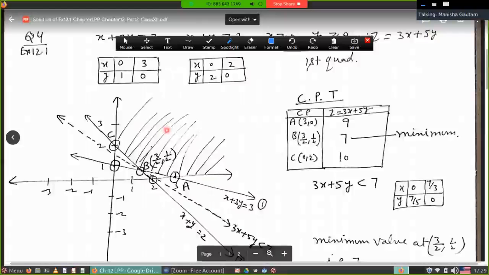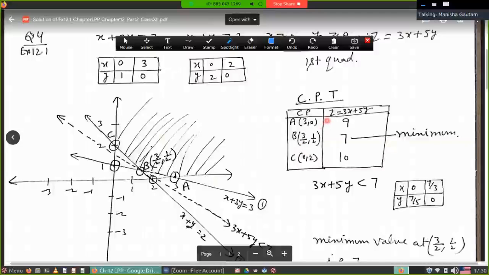The corner points here are A, B, and C. A, I have written, has coordinates (3, 0). For B, you can solve equations first and second, where the intersection point is the point B. Find out the values of x and y after solving equations first and second. You will get (3/2, 1/2) as the point B, and C is (0, 2). Now find out the corner point solution.